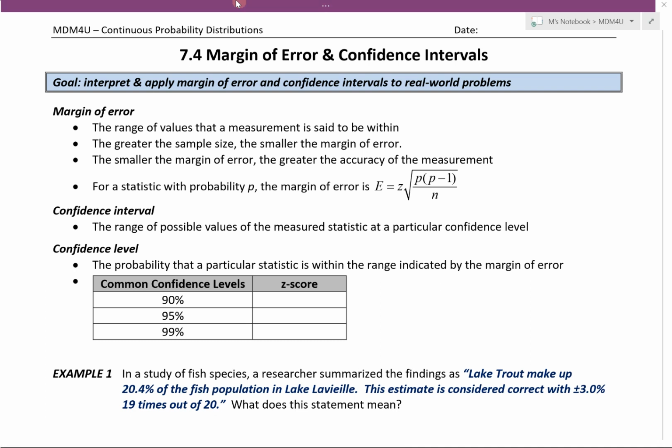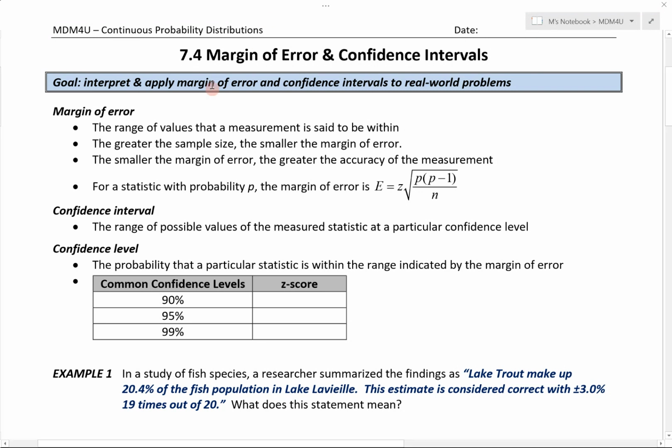7.4, margin of error and confidence intervals. So what's margin of error? Margin of error is just a range of values that a measurement is said to be within. Think about every time you hear in the news how they do polls and surveys, every result that they have is within some kind of margin of error.